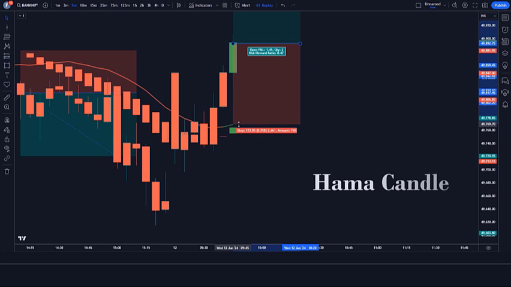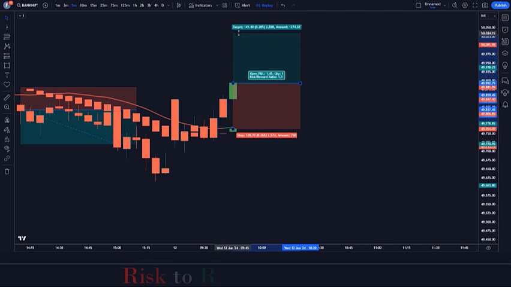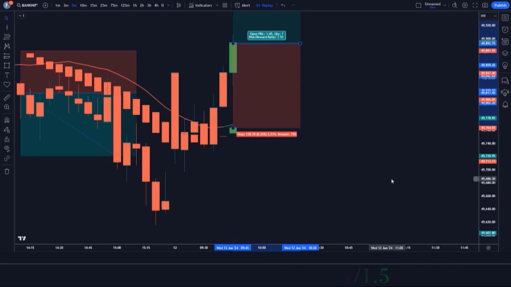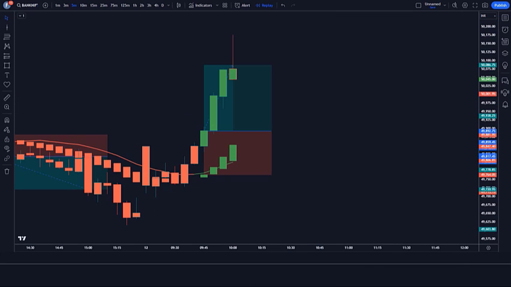Our stop loss is to be placed at the red HAMA candle, and the risk to reward ratio will be 1:1.5. Let's see what happens to our trade. We have won the trade.